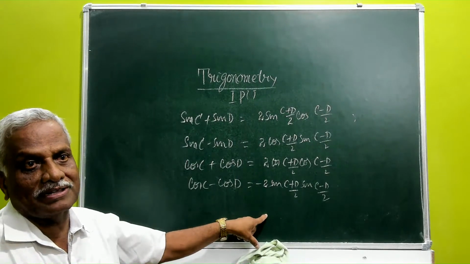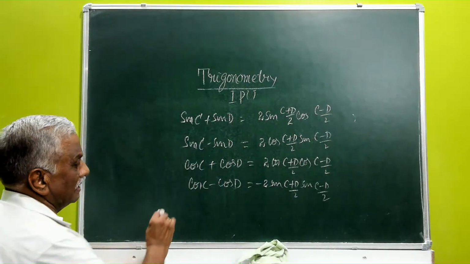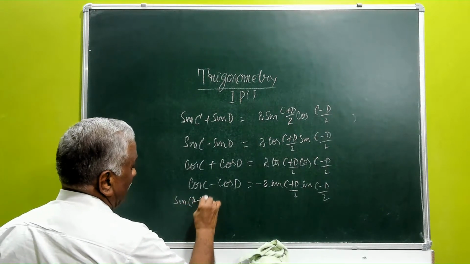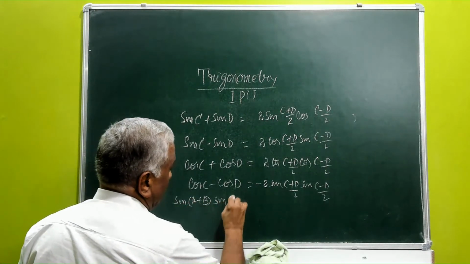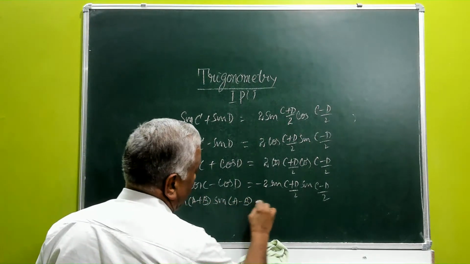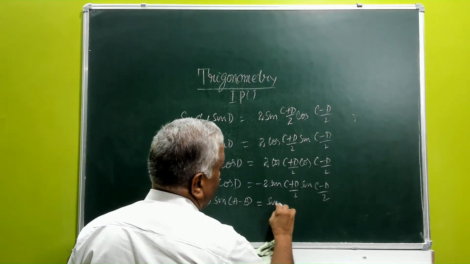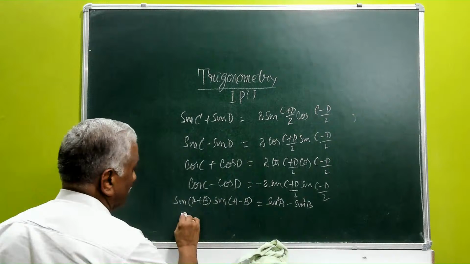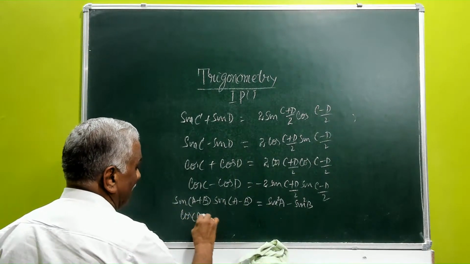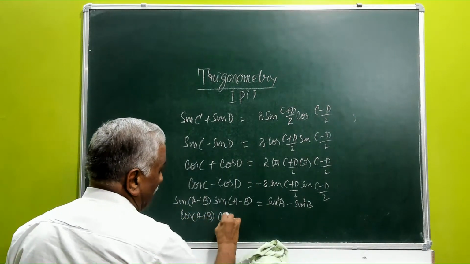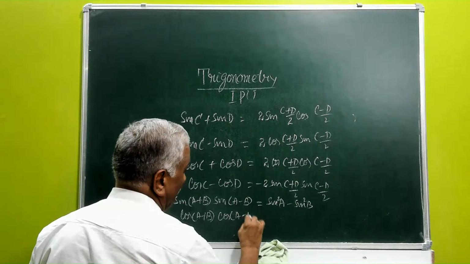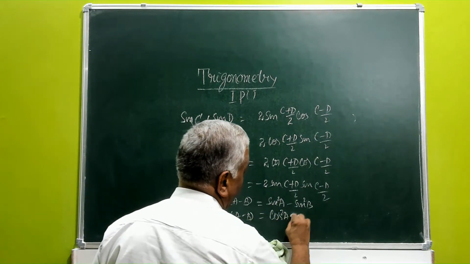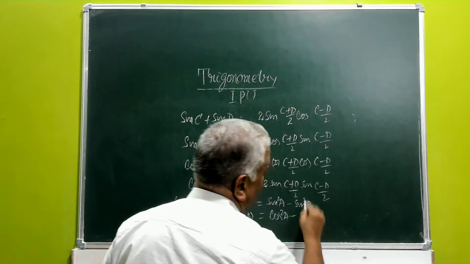You should also remember there is a minus sign. Another important formula you need to remember is sin of A plus B into sin of A minus B. This is sin square A minus sin square B. Cos of A plus B into cos of A minus B is cos square A minus sin square B.